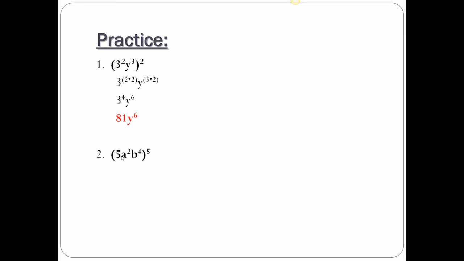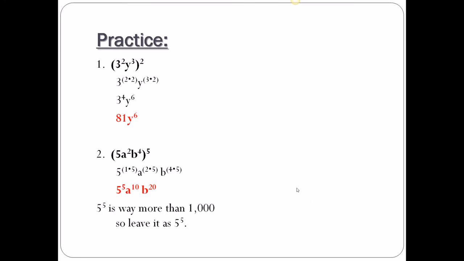All right, number 2. Ooh, another one just like it. So we need to give everybody the 5th power. 5 to the 5th power. A squared to the 5th power. B to the 4th to the 5th power. So remember the exponent for 5 was 1, so 1 times 5. The exponent for A was 2, 2 times 5. The exponent for B was 4, 4 times 5. So we should have 5 to the 5th, A to the 10th, B to the 20th. And 5 to the 5th, I know 5 to the 4th is 625. So if I do 625 one more time, I'm way over 1,000. So 5 to the 5th is just fine.